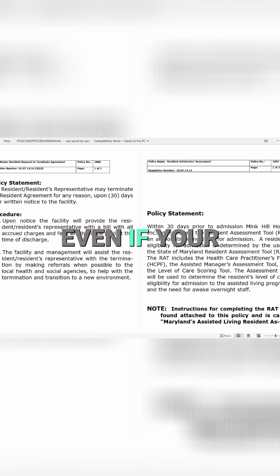So even if your state doesn't require this, you still want to make sure you have these tools available to you, and definitely have them in your policy and procedure so you can make sure this is part of your whole business structure. And again, a lot of states don't require it, and some states require different things, but this is definitely something that you should look at and make sure you have. If you don't have this exactly, have something similar.